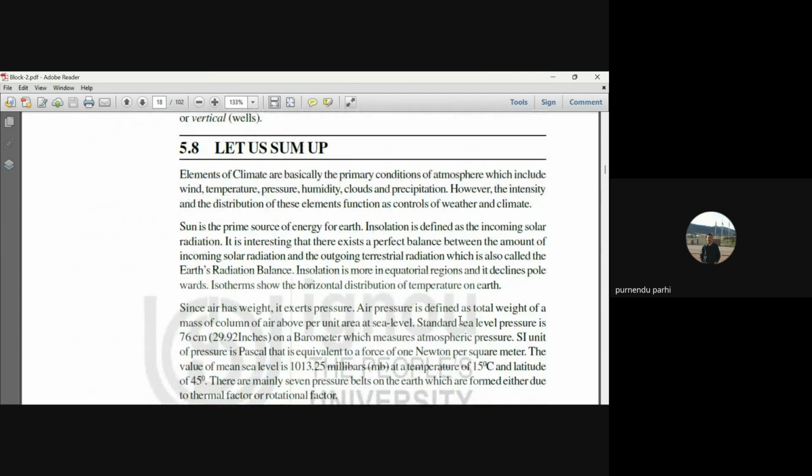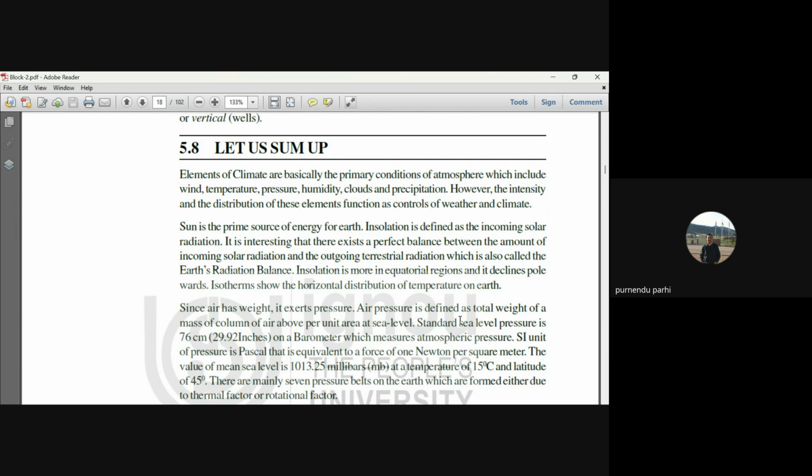Elements of climate are basically the primary conditions of atmosphere, which include wind, temperature, pressure, humidity, cloud and precipitation. However, the intensity and the distribution of these elements function as controls of weather and climate. Sun is the prime source of energy for Earth. Insolation is defined as the incoming solar radiation. It is interesting that there exists a perfect balance between the amount of incoming solar radiation and the outgoing terrestrial radiation, which is also called the Earth radiation balance.